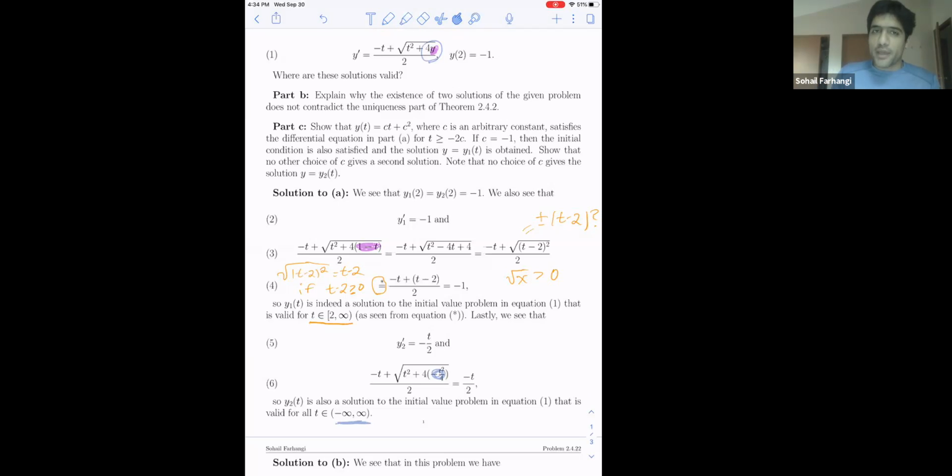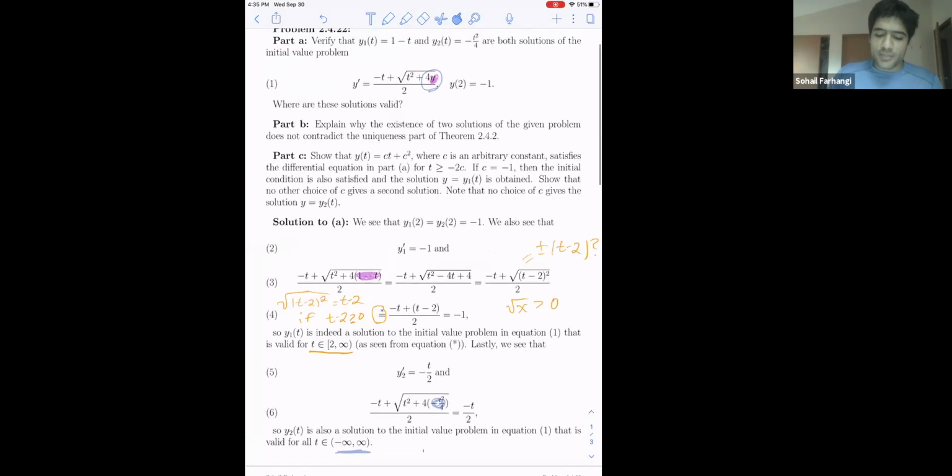So that's all for part A. We did verify that they're both solutions, and we found the interval on which they are valid. So now for part B, we want to explain why the existence of two solutions of the given problem does not contradict the uniqueness part of theorem 2.4.2.